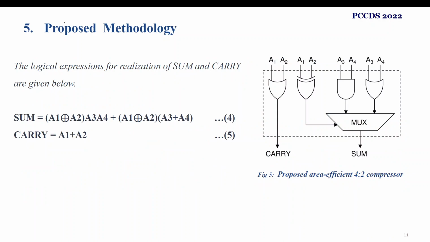The proposed high-speed area-efficient 4:2 approximate compressor is shown here in Figure 5. The compressor inputs are A1, A2, A3, A4. Outputs are sum and carry. A multiplexer-based design approach is used to generate sum and carry. Output of the XOR gate acts as the select line for the mux. When the select line goes high, A3, A4 is selected, and when it goes low, A3 plus A4 is selected. Based on this, the sum and carry equations are listed here.